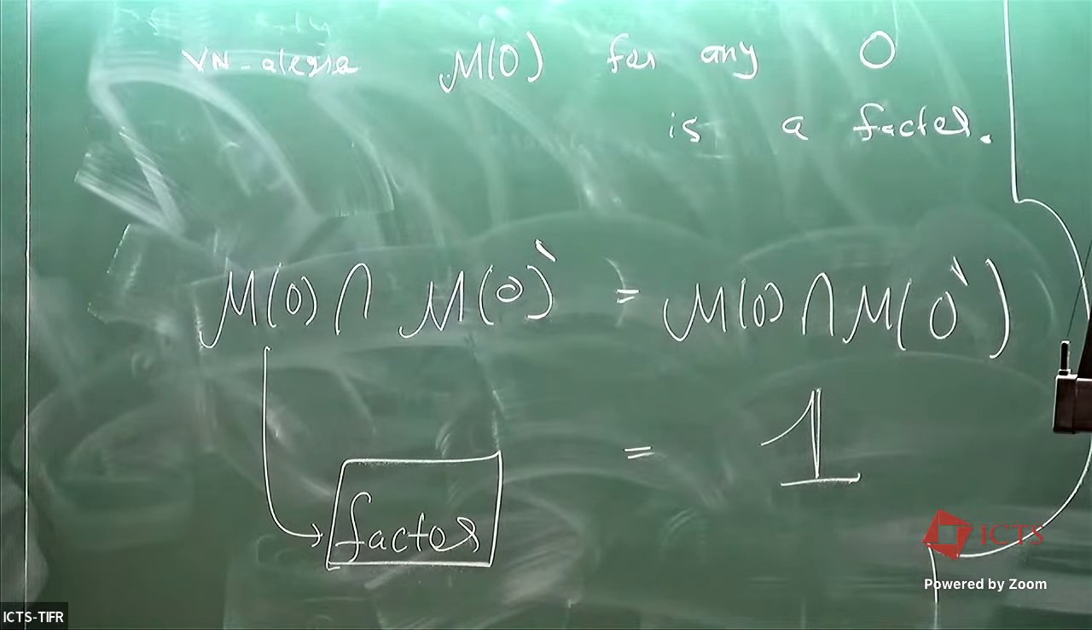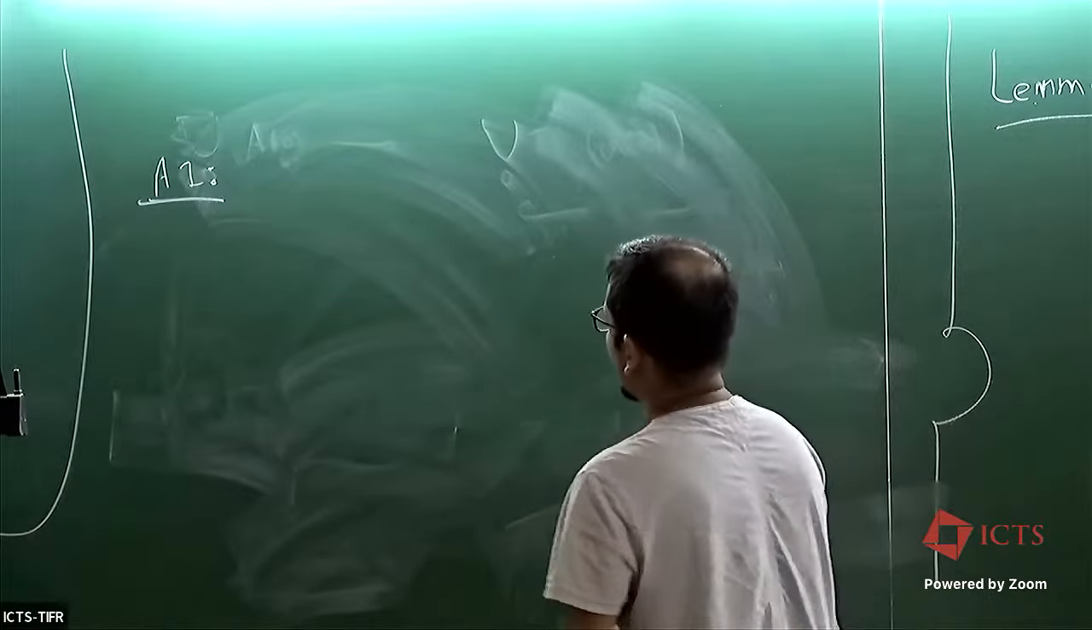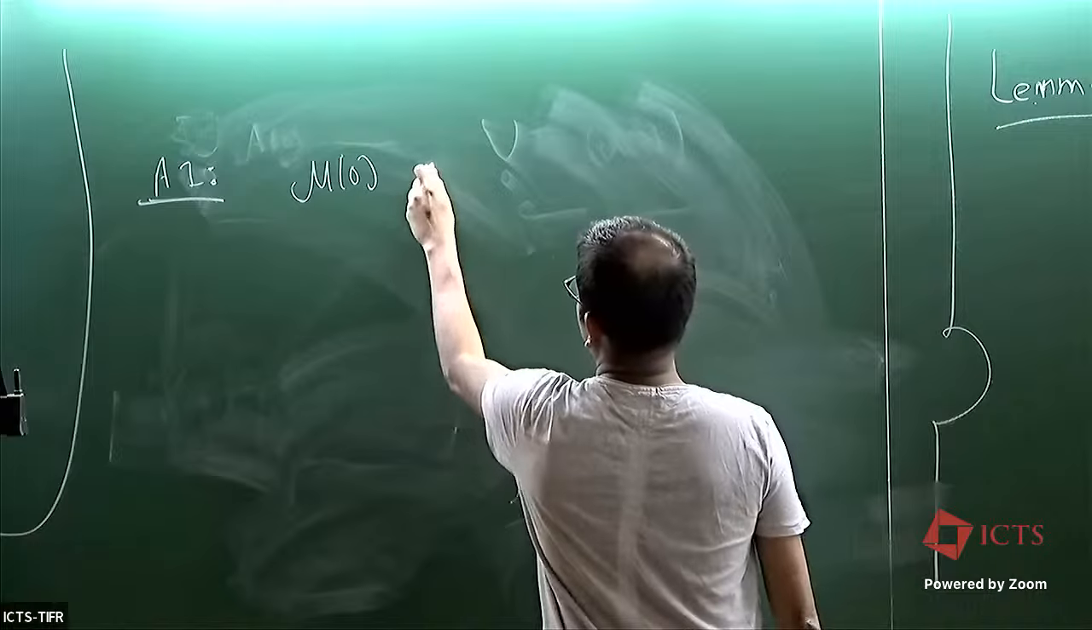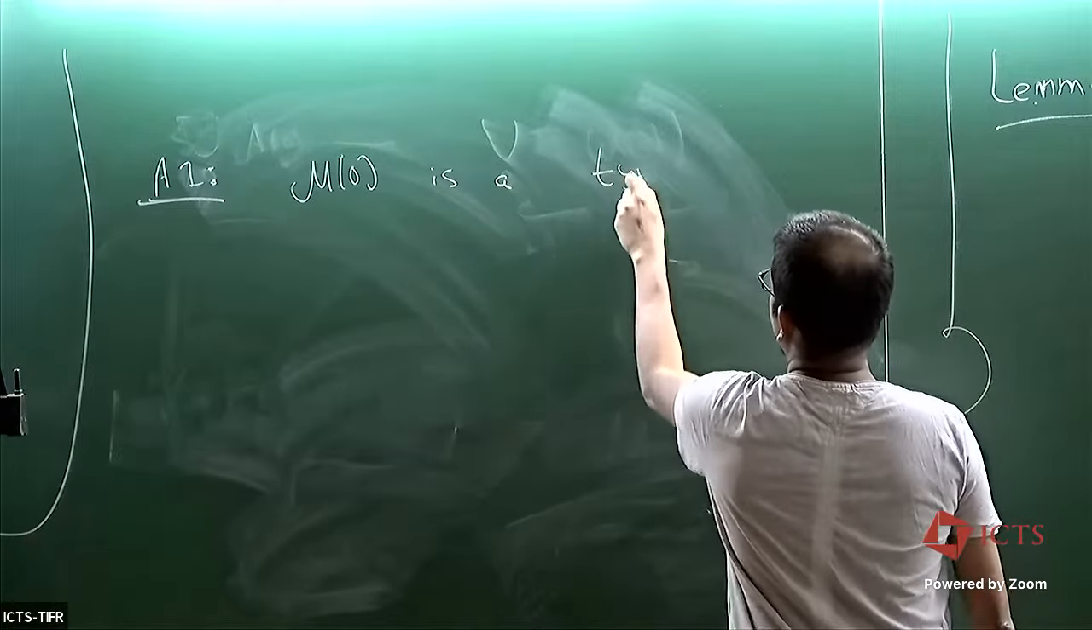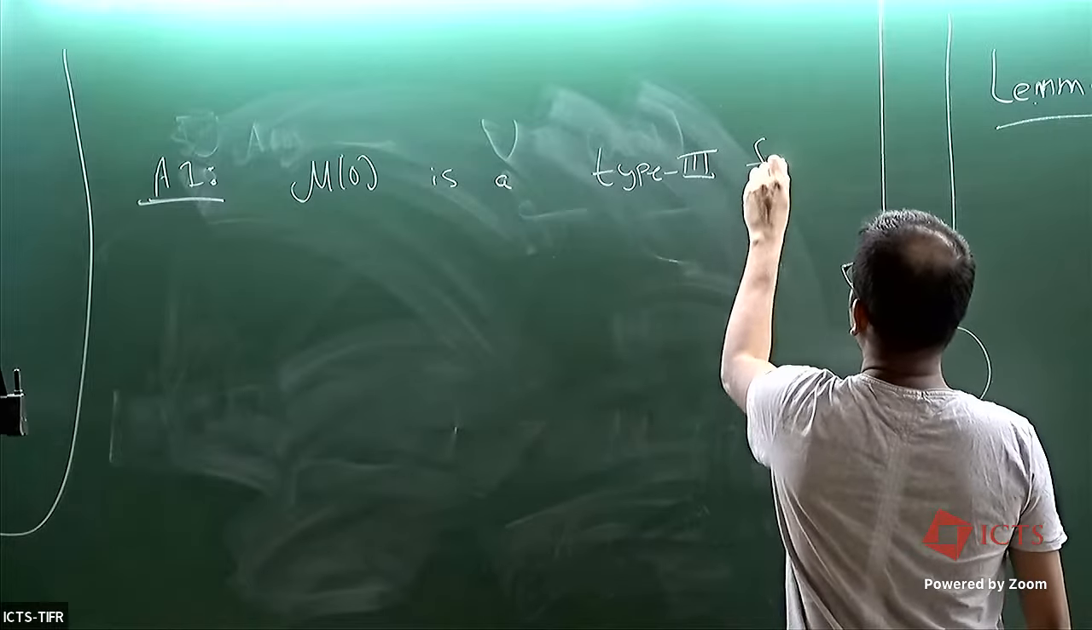Okay, so now let me first state what the split property is, and then we try to understand why. First, let me say what type of algebra it is. So to answer question 1, let me first state it, and then we try to understand it intuitively: at least that MO is a type 3 factor.